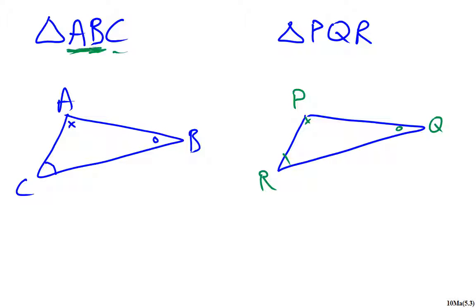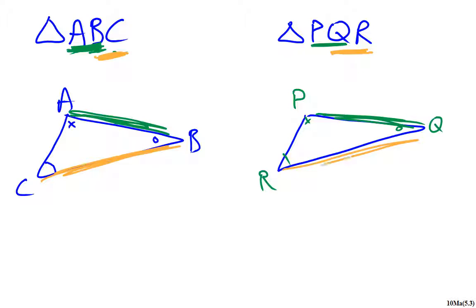If I look at the first two letters, A and B, side AB matches with the first two letters in this one, side PQ, and so on. If I had B to C, they're the last two letters, so Q to R, the last two letters, B to C, matches with Q to R, and so on. And if all those conditions hold, that means you've got sides that match or correspond with each other, angles that match or correspond with each other, so the two triangles are congruent.